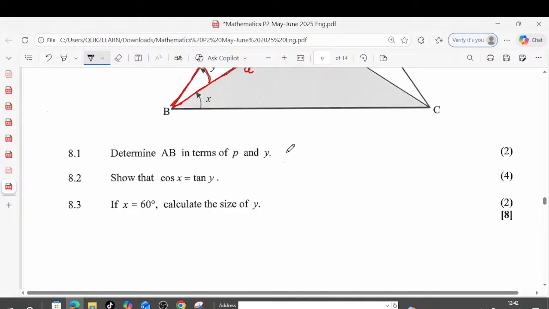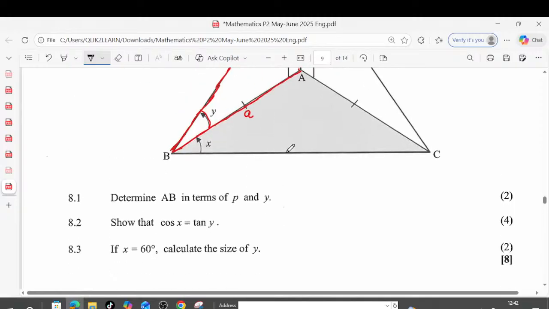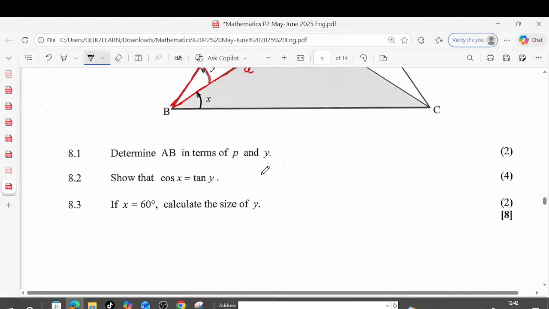You know what I'm going to do? I'm going to look at my x, which is the angle. It is in that triangle. I can see that, and then I have the tan y. In which triangle is tan y, guys?